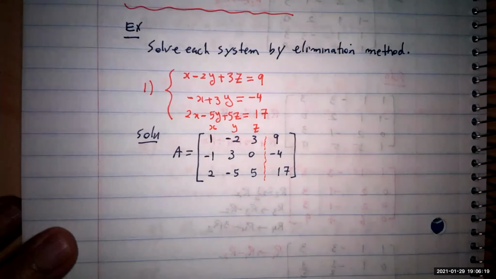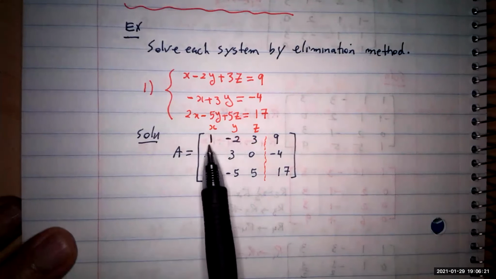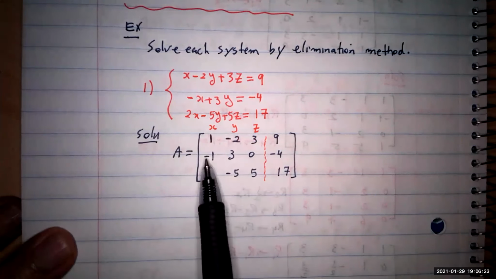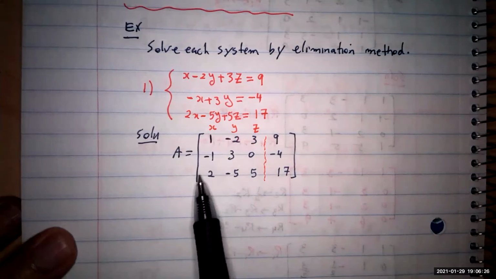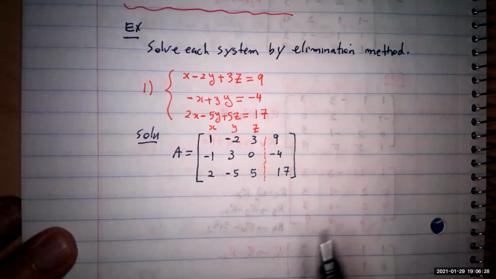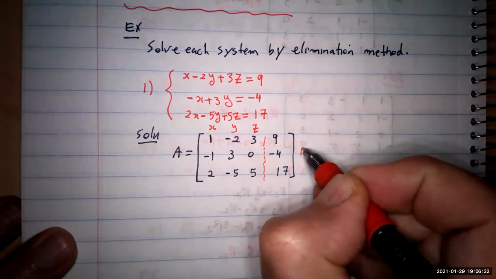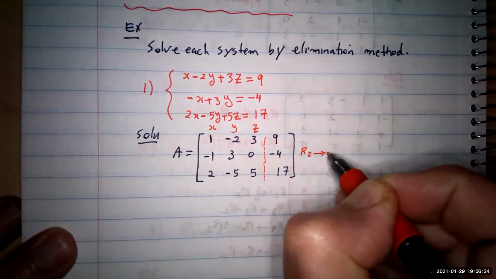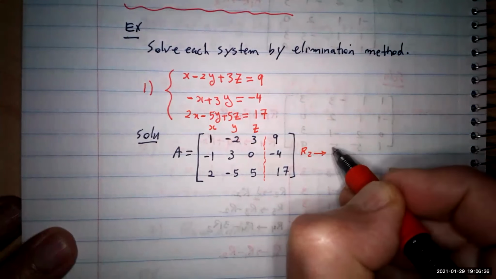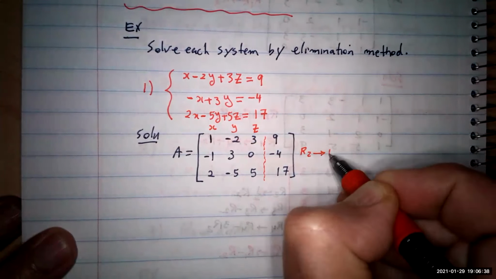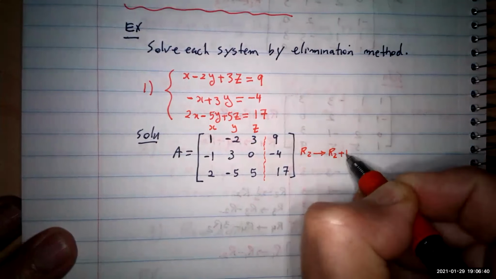For the reduction, we need the 1 as the first non-zero number. You already got the 1, so you have to change this into a 0. To change this one into 0, this is row 2, so we are going to add it to row 1. That's going to be R2 plus R1.